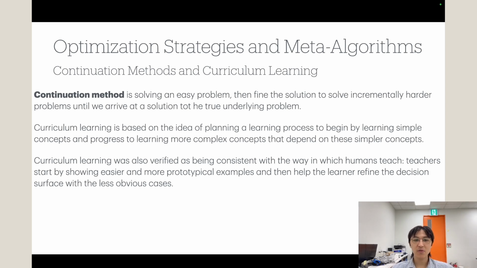And curriculum learning was also verified as being consistent with the way in which humans teach. Teachers start by showing easier and more prototypical examples, and then help the learner define the decision surface with the less obvious cases. So curriculum learning is inspired by how humans work and study, and that's also one of the methods for learning and optimizing deep neural networks.